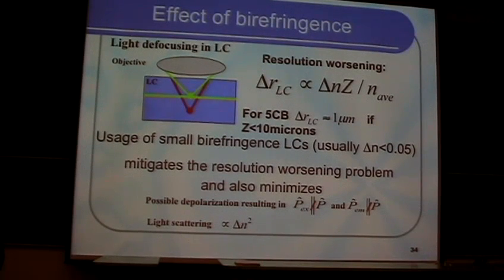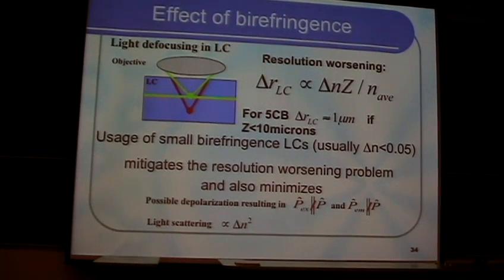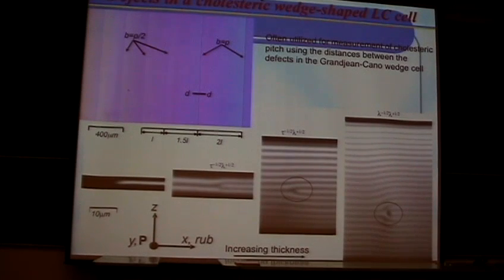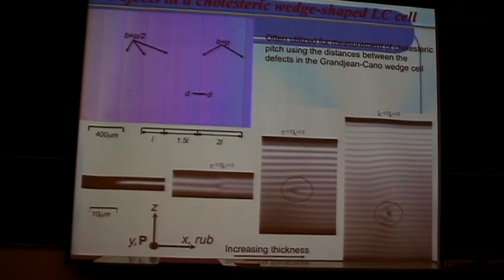However, the other artifacts can include possible depolarization and also light scattering in the liquid crystal medium due to thermal fluctuation of the liquid crystal director. On this slide, I would like to show you how powerful this technique can be in terms of visualizing molecular orientation patterns in liquid crystals.